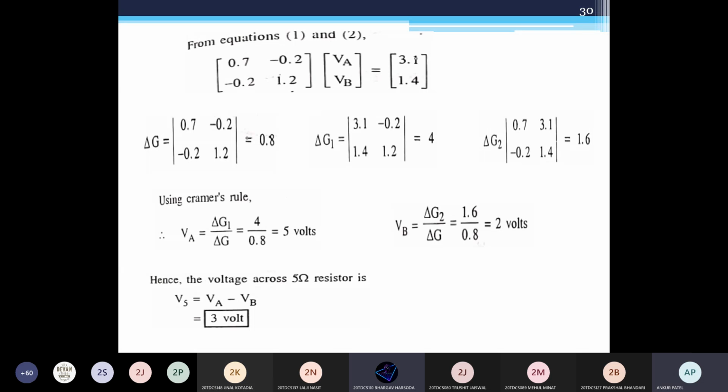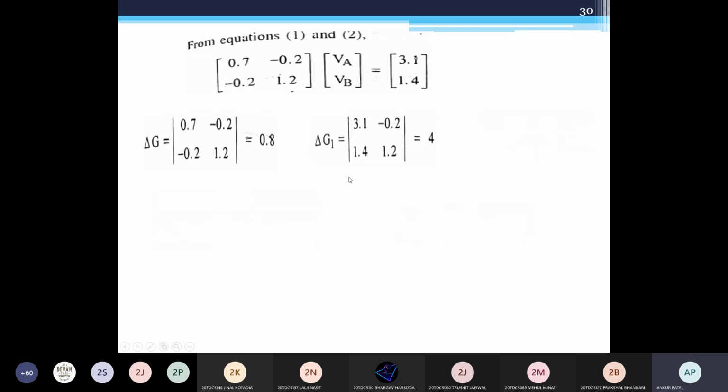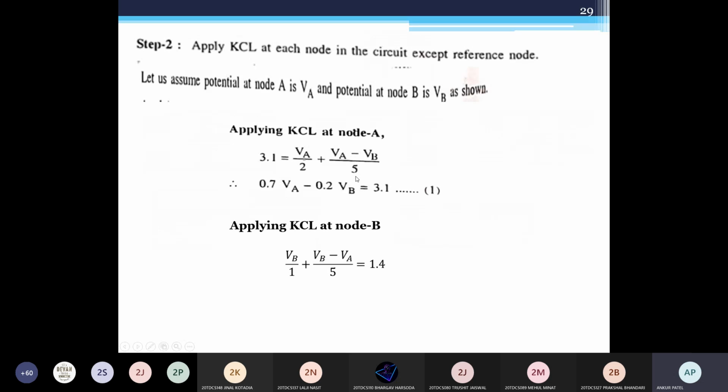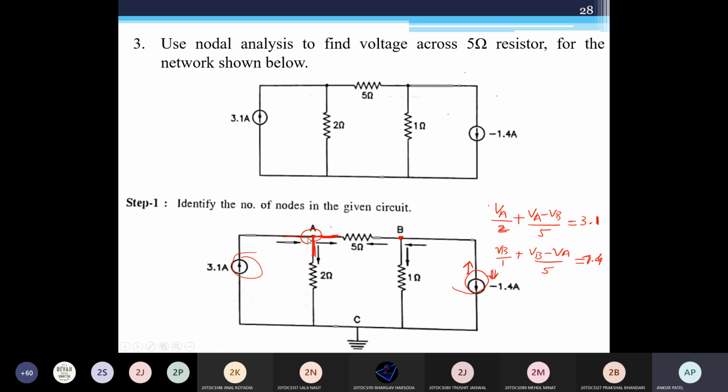Sir, what is the use of the reference node? According to the reference node you can find the potential. Suppose I am considering this VA, and I am taking the current away from the node. Then I can write VA minus VC by 2, the potential difference. But your VC equal to 0, so the equation becomes VA by 2 only.